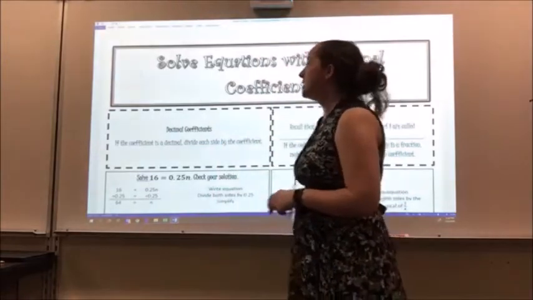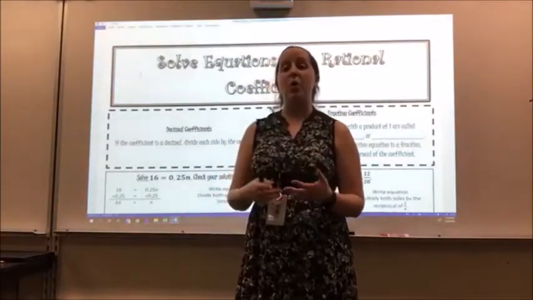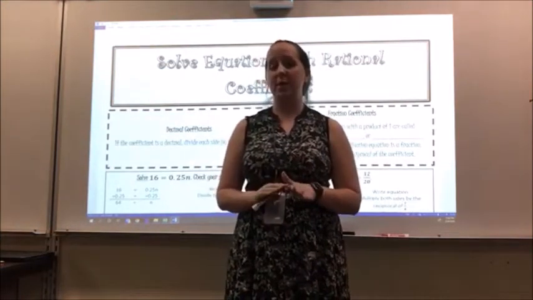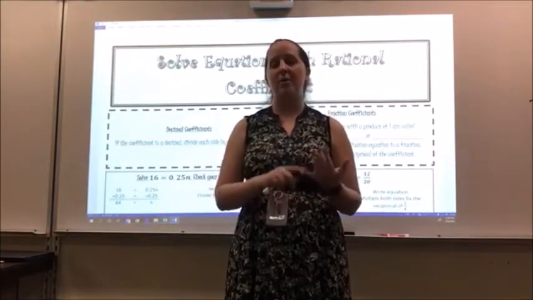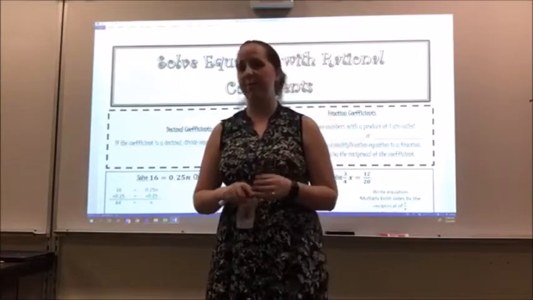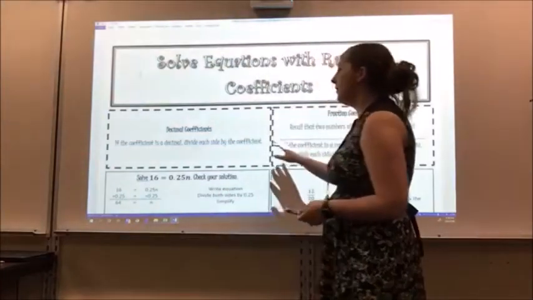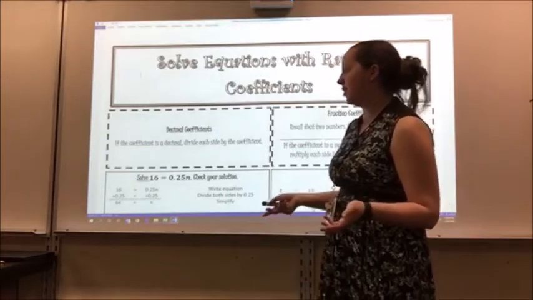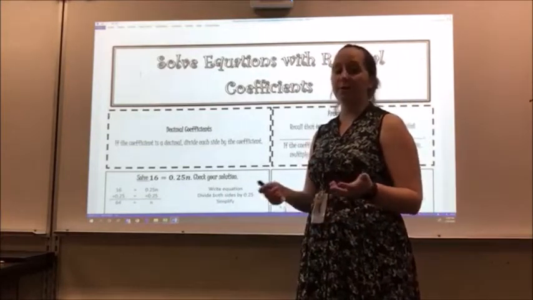Okay? We're still dealing with only one-step equations. We haven't gotten into more than that. So just one-step equations. Now you're just adding on fractions and decimals. So decimal coefficients. If the coefficient is a decimal, divide each side by the coefficient. Or multiply, depending on where it is.